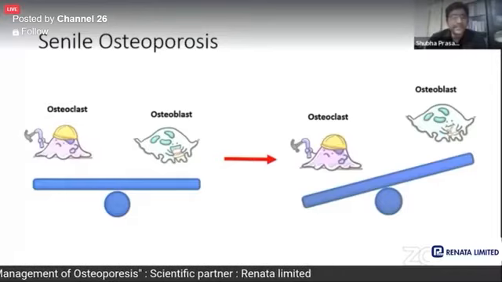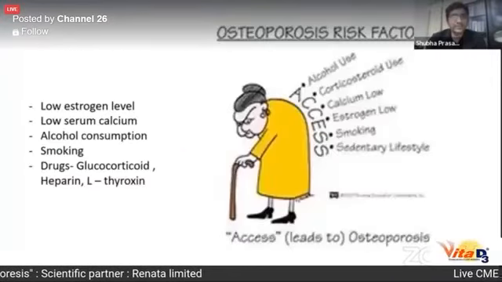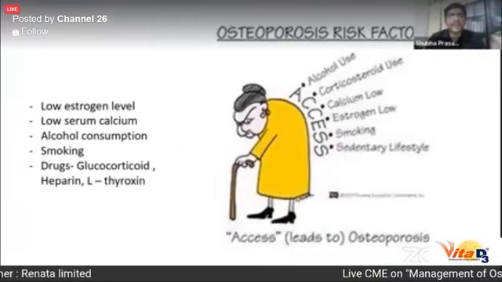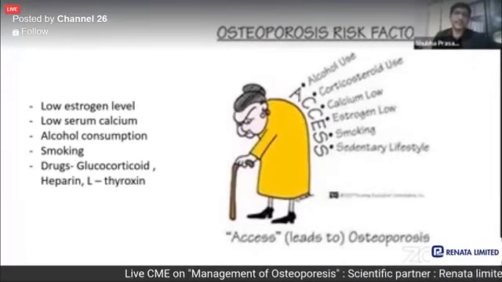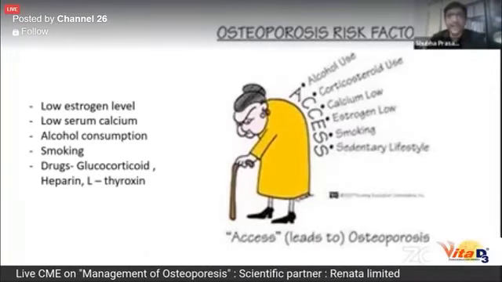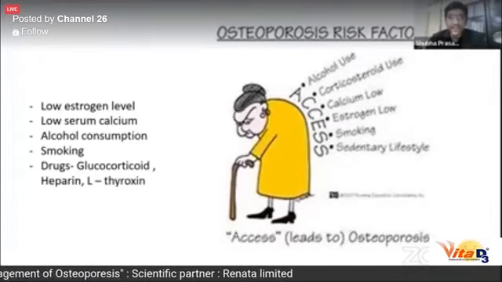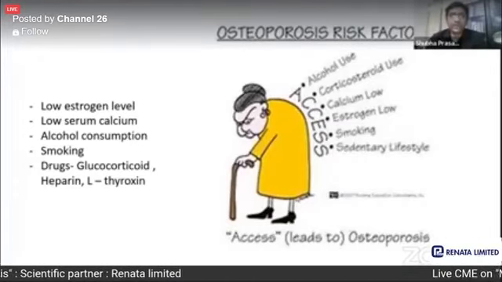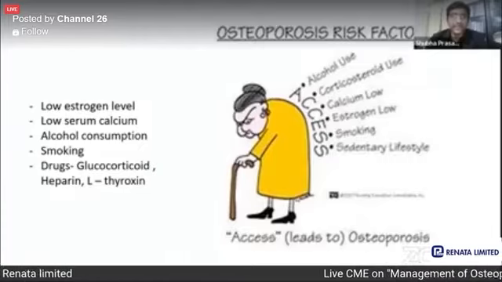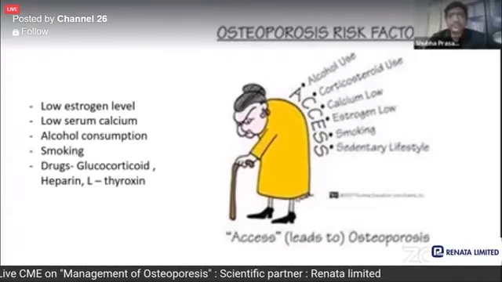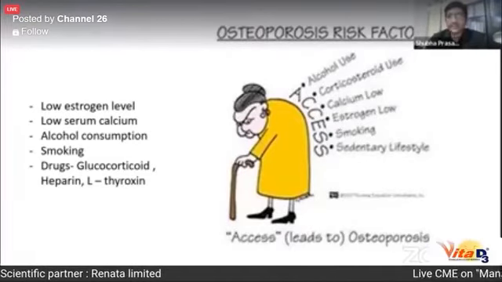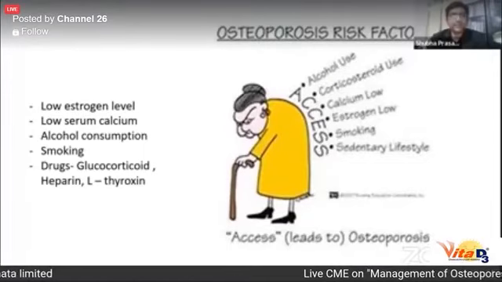When we summarize the risk factors of osteoporosis, we can memorize them by the mnemonic ACCESS: alcohol overuse, corticoid, some drugs like corticosteroid, heparin and levothyroxine, low calcium level, low estrogen level, smoking, and sedentary lifestyle cause the risk of osteoporosis.